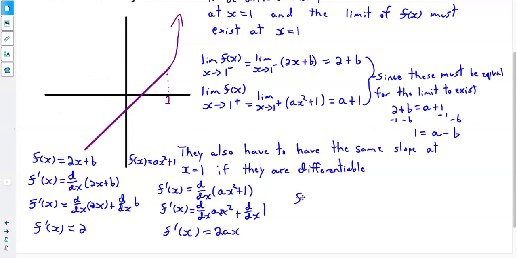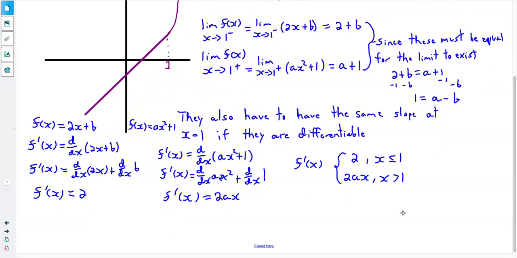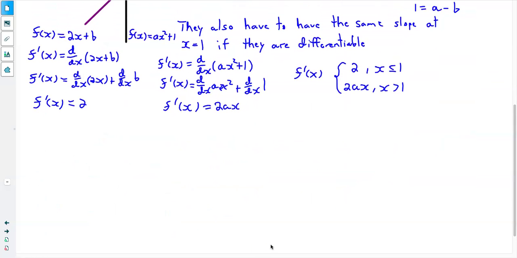So what we know is f prime of x is 2 when x is less than or equal to 1, and it's 2ax when x is greater than 1. Now, if we look at our limits of f prime, we know that our limit as x approaches 1 from the negative side of f prime of x would be the limit as x approaches 1 from the negative side of 2, which doesn't have a variable in it, so it's just going to stay as 2.